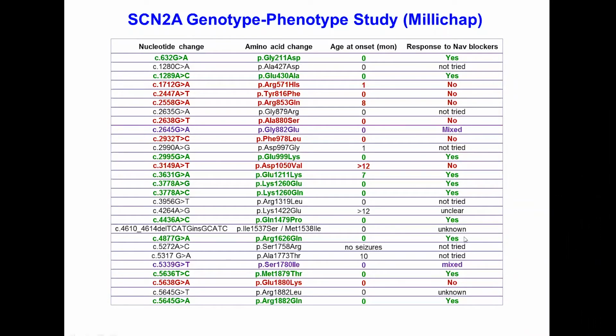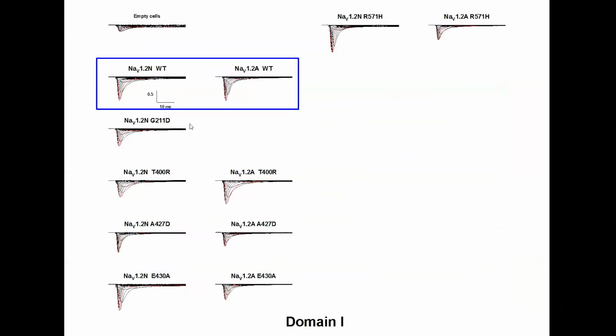In the next few screens, I'm going to show you some representative recordings from cells that had these different genetic variants in SCN2A. If there was no sodium channel in the cell or the sodium channel was completely non-functional, we would see something as illustrated in the upper left of this slide labeled as empty cells, where there's very little inward current. This is the downward deflection of these traces. There is a little bit of endogenous or native sodium current in the cells we used, but it's not significant.